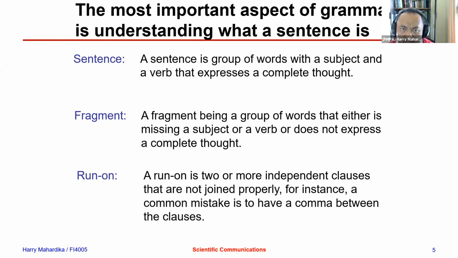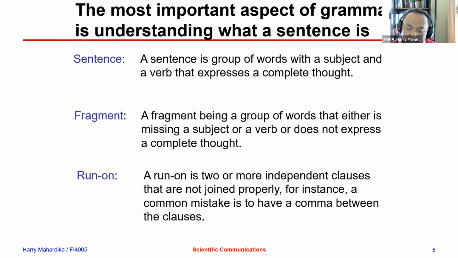So a sentence is a group of words with a subject and verb that expresses a complete thought, while a fragment is a group of words that is either missing a subject or missing a verb or does not express a complete thought. And the third one is a run-on. A run-on is two or more independent clauses that are not joined properly. For instance, a common mistake is to have a comma between the clauses. So these clauses don't have a definitive subject, for example, but you make them connected using a comma.